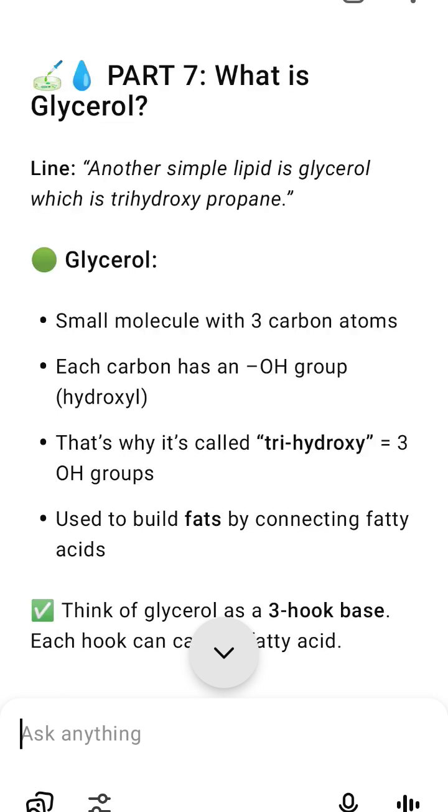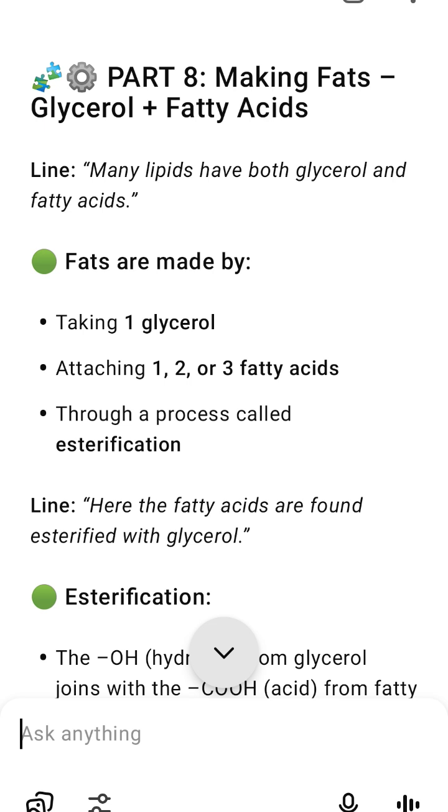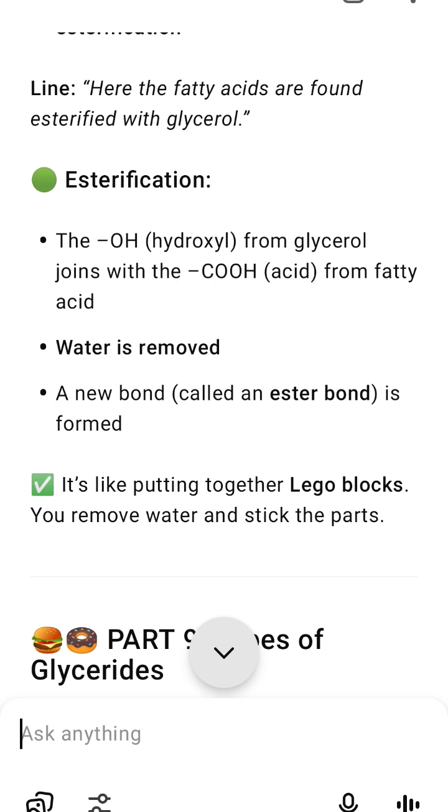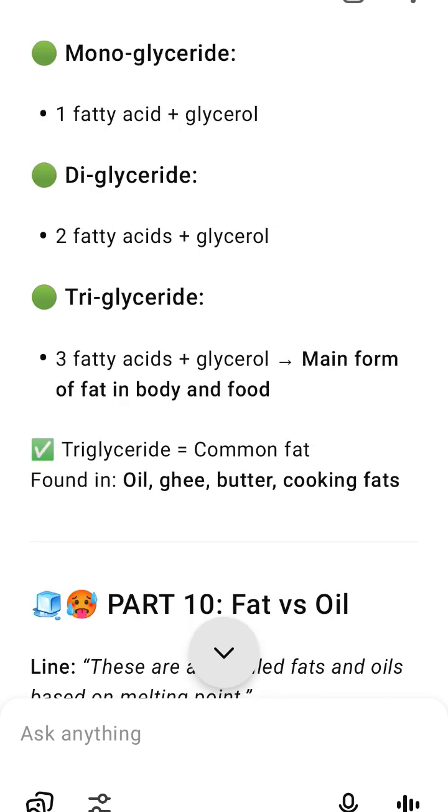4. Saturated versus unsaturated fatty acids. Type, bonds, shape, state at room temperature. Saturated: single bonds, straight, solid. Examples: butter, ghee. Unsaturated: double bonds, bent, liquid. Examples: mustard oil, olive oil. Saturated equals no double bonds, packed tightly, solid. Unsaturated equals 1 or more double bonds, loose packing, liquid.